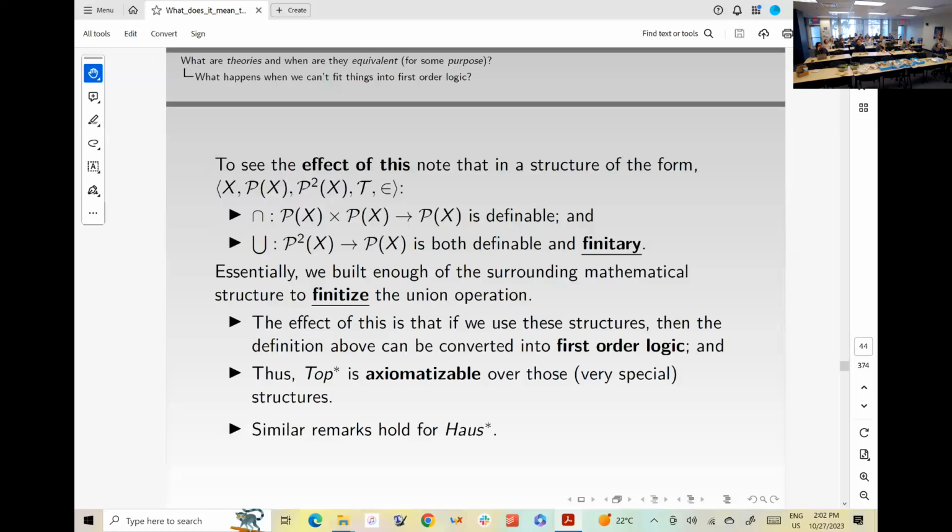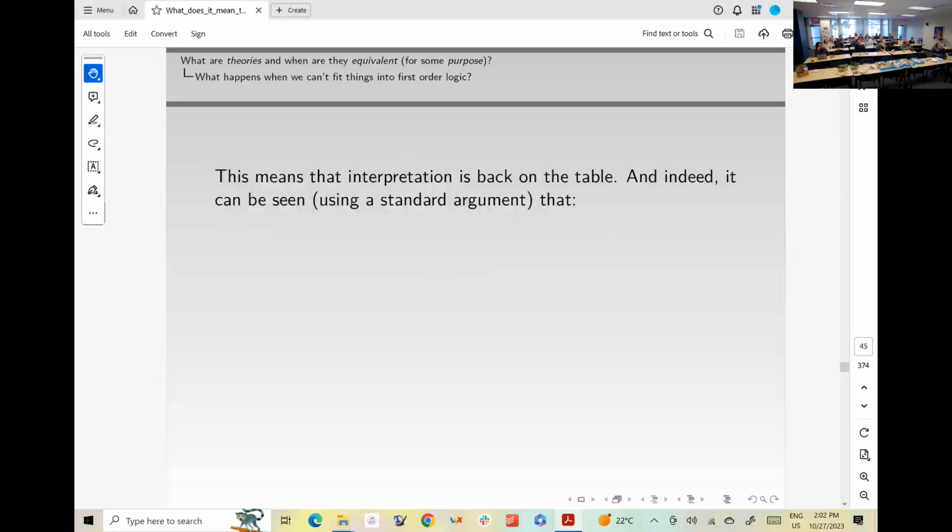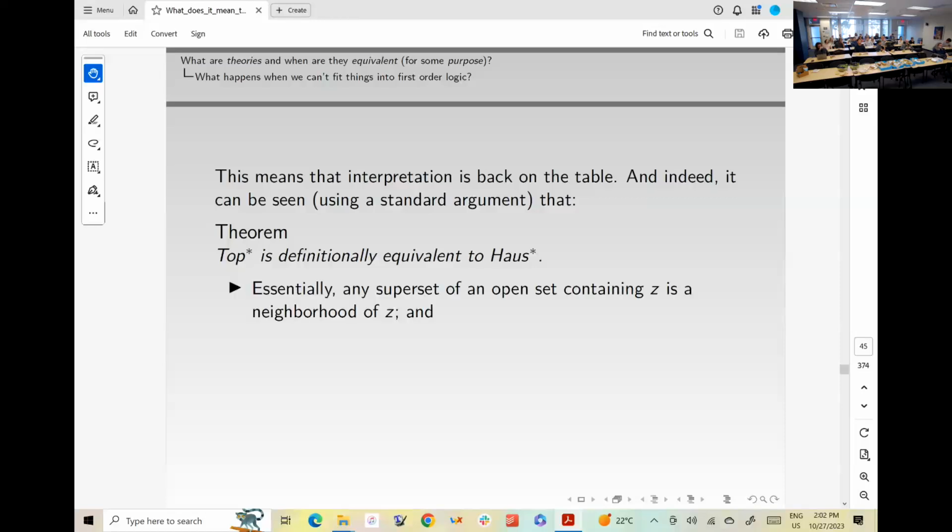Okay, similar remarks also hold for house star. So this means the interpretation is back on the table and can be used, using a very standard argument, to show that top star is definitionally equivalent to house star. Essentially, any superset of an open set containing Z is a neighborhood of Z, and any set that is a neighborhood of all of its elements is an open set. So you can just define back and forth in a very, very easy way.